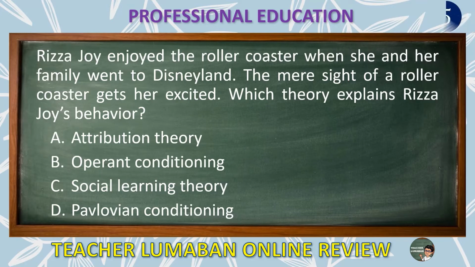5, 4, 3, 2, 1. The correct answer is letter D. Pavlovian conditioning. Riza Joy enjoyed the roller coaster when she and her family went to Disneyland. The mere sight of a roller coaster gets her excited. The theory that explains Riza Joy's behavior is Pavlovian conditioning.